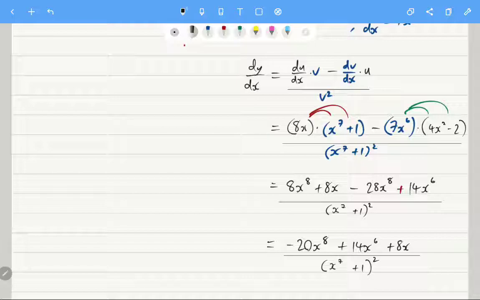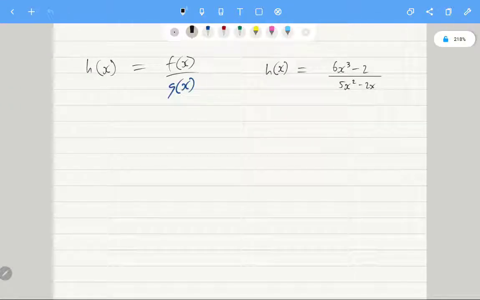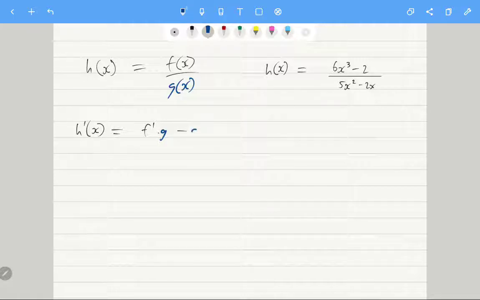However, that's using the du dx notation, the Leibniz notation. Let's have a look at it using function notation. So if I have h of x, which is f of x over g of x, the derivative h dash of x is equal to f dash times g minus g dash times f all over g squared. So that is the quotient rule in function notation.